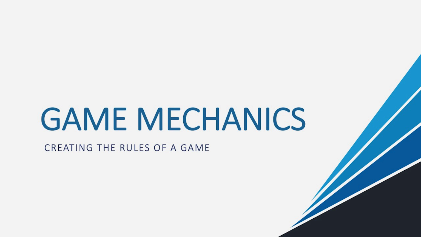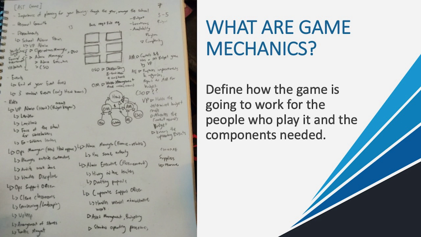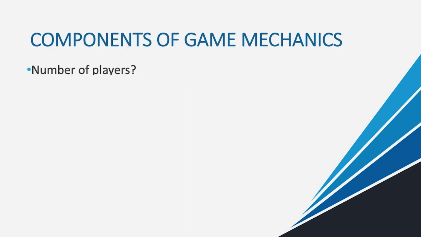Okay, so game mechanics. We have just now explored creating a positive or negative game experience, and we talked about how you come up with a game idea and a game theme. Now we need to put in the structure and the rules of how you actually play the game. So what is a game mechanic? A game mechanic basically defines how the game is going to play, how the players are going to play it, what components are needed, and what the victory condition is.